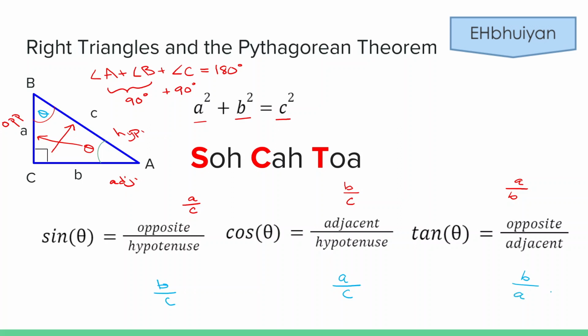That's for the tangent. Quick way to remember this, and many of you may be familiar with this, is SOHCAHTOA. Sine is opposite over hypotenuse. Cosine is adjacent over hypotenuse. Tangent is opposite over adjacent.